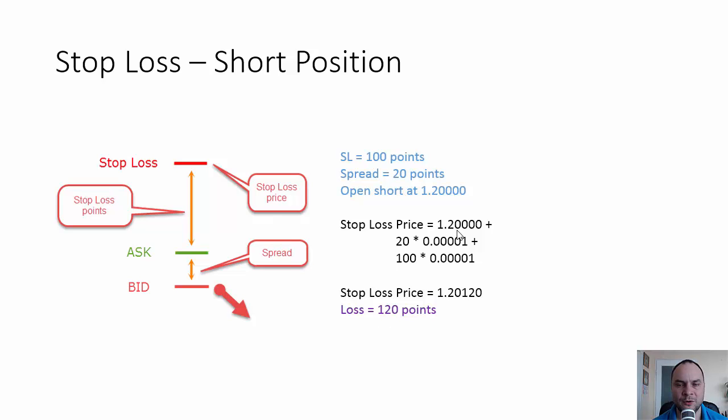because we have 1.20000. This time we have plus 20 points. We have to multiply by the point value to receive the price, and plus the stop loss points. And so we actually have stop loss price 1.20120.